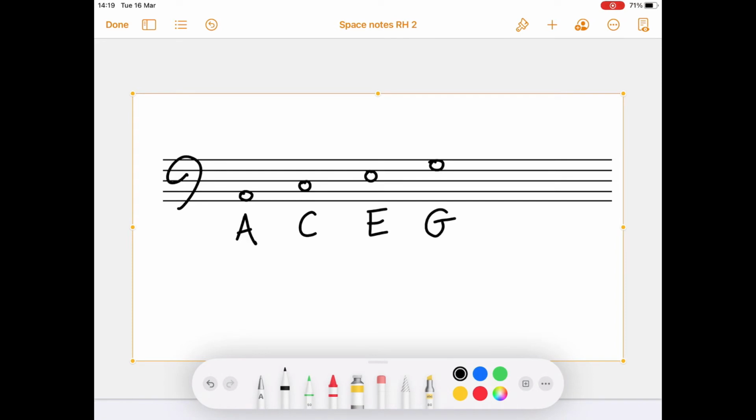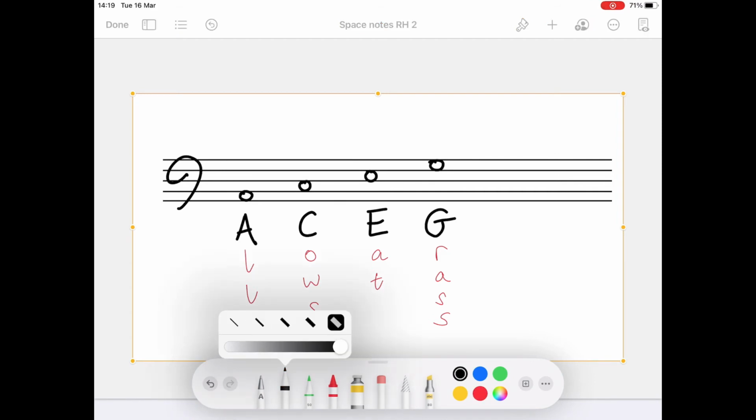So again, they don't spell a word. We're going to use a sentence to help us remember this group of space notes. The A stands for all, C stands for cows, E stands for eats, and G stands for grass. So we have all cows eat grass.